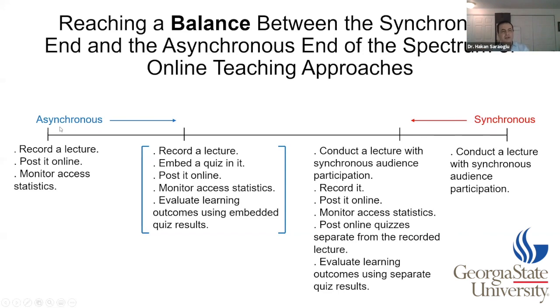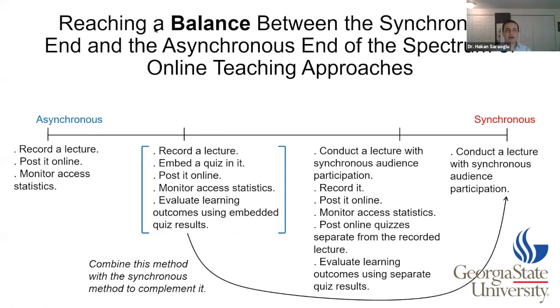Here's what I'm proposing that is based on actually previously used methods. So this is a simple idea that combines different processes and thoughts. From the asynchronous end, you can come toward the middle, record a lecture. Here's the deal: embed a quiz in it, post it online, monitor access statistics, then evaluate learning outcomes using embedded quiz results. So this bracketed part is basically the heart of our discussion topic today.